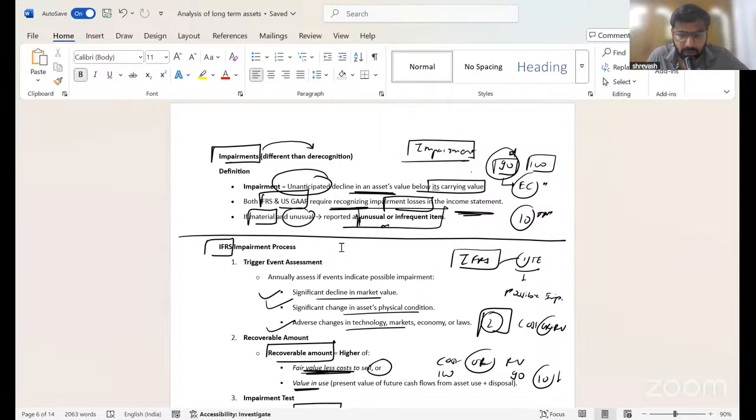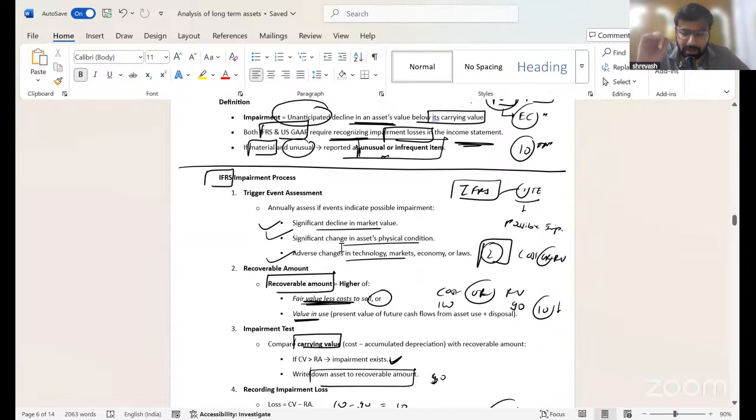Impairment is recognized in two different ways, in IFRS and in US GAAP. Sir, in IFRS, what happens? First things first, you are supposed to check for impairment either annually or when a trigger event exists. Annually means every year. Trigger events, sir, there are 3-4 events. If they exist, I have to check for impairment.